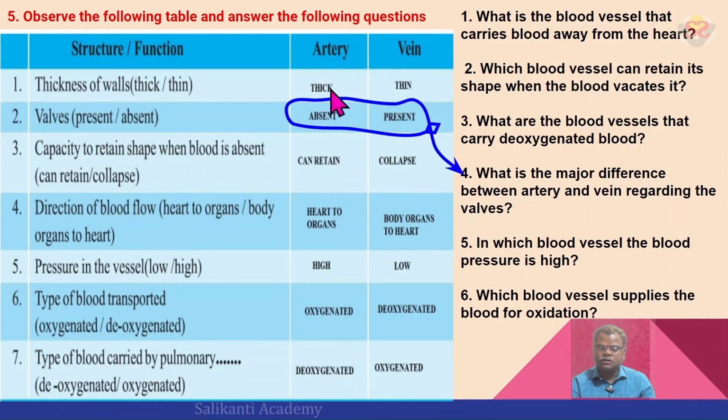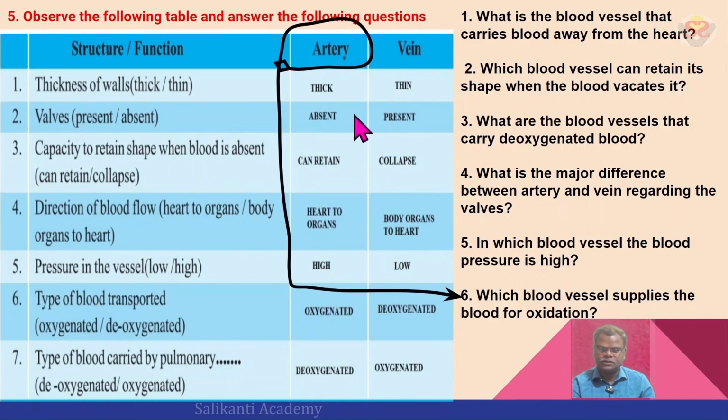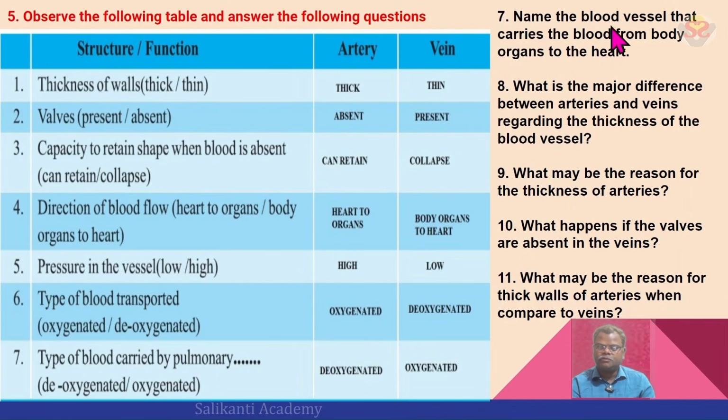What is the major difference between artery and vein regarding the walls? Valves absent in artery, present in vein. In which blood vessel is the blood pressure high? Artery. Which blood vessel supplies the blood for oxygenation? Artery. Name the blood vessel that carries blood from body organs to the heart. Vein.